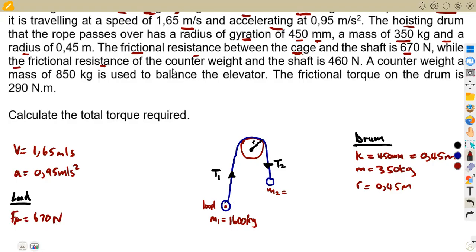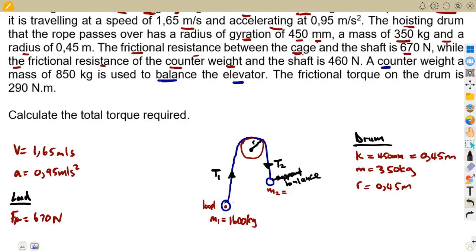And the frictional resistance of the counterweight and the shaft. The counterweight, which is this one that is there to balance. Take note here, they are explaining that a counterweight of mass is used to balance the elevator. So we are talking about the support balance in this case. This is our support, all right? This will be our support balance.